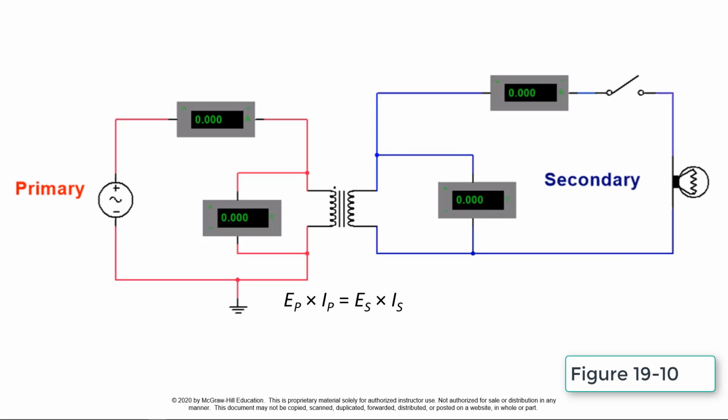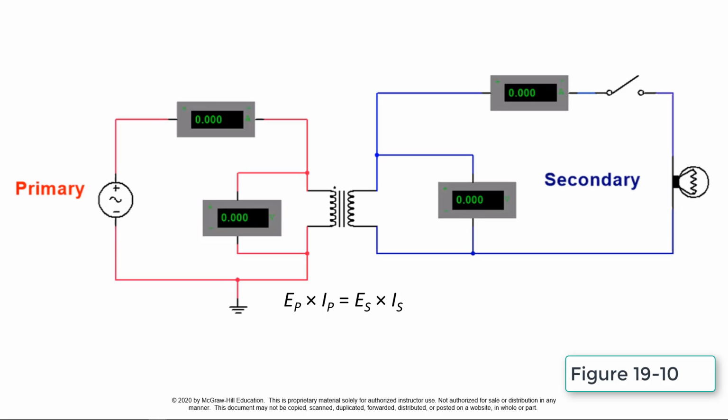This circuit simulates the volt-amp power rating of a transformer. The power handling capacity of a transformer is always rated in apparent power, or volt-amps. This scenario demonstrates that for an ideal transformer, the input volt-amps is always equal in value to the output volt-amps, or E sub P times I sub P equals E sub S times I sub S.